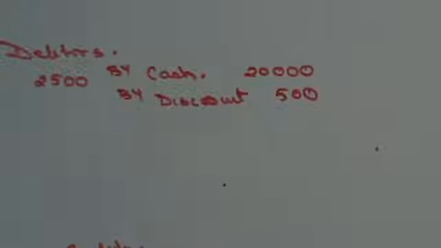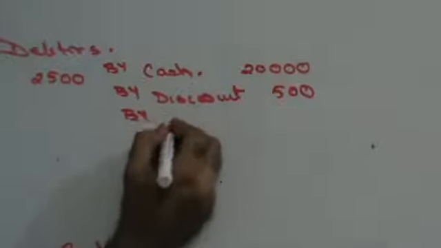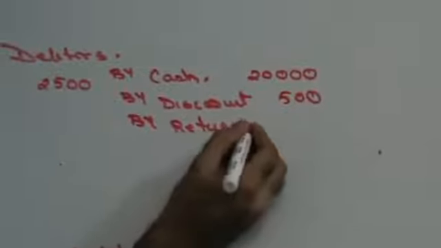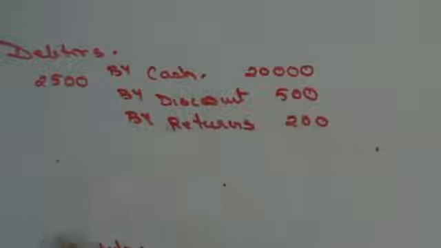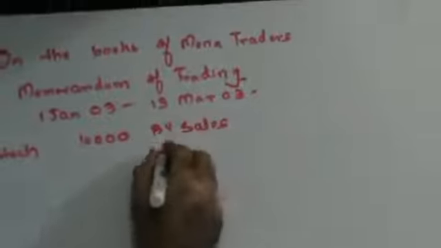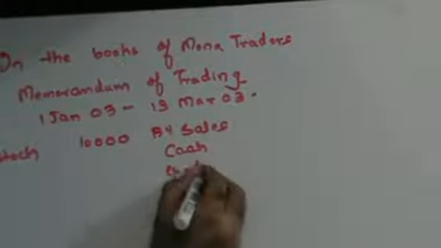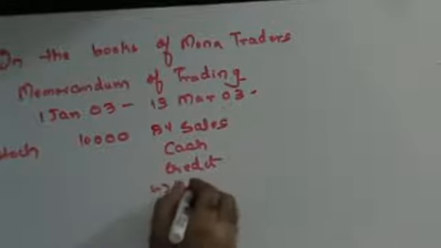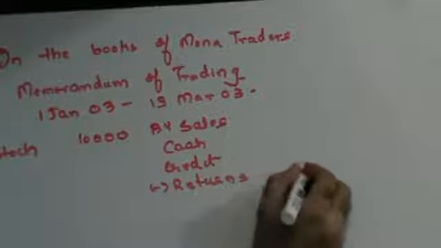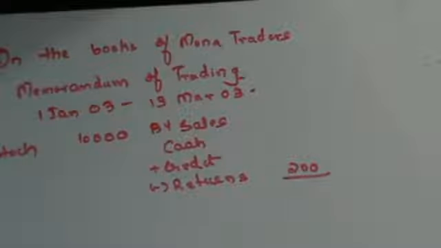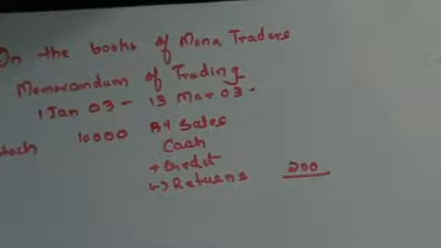Next, goods returned by debtors. One will be by returns, right? They are the givers. How much are they returning? 200. And second effect of this will be in trading account by sales, cash credit less returns. They have returned 200 worth goods to you. So two effects. One will be in debtors account and the other will be in trading account on the credit side.